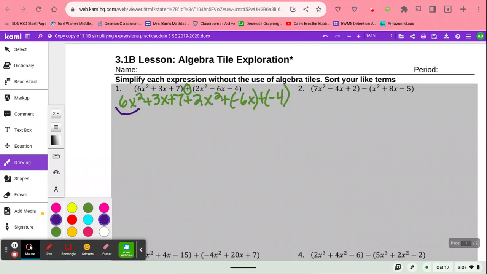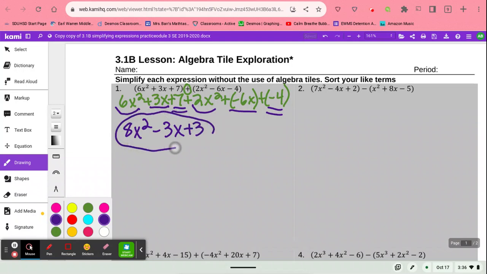So I have 6x squared and 2x squared to get a total of 8x squared. I have 3x and negative 6x, which would get me negative 3x. And then I have the constant term 7 and the constant term negative 4, which 7 take away 4 is positive 3. So there you go. Let's take a look at the next one.